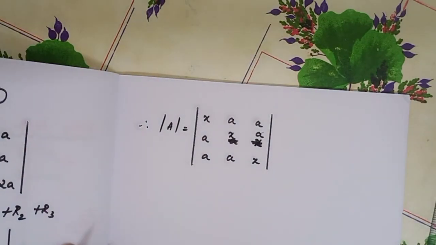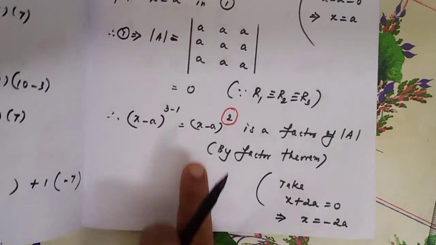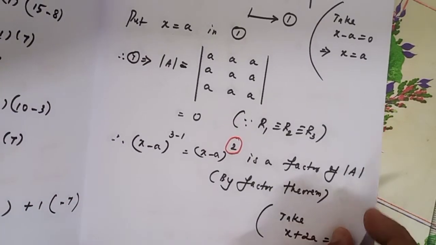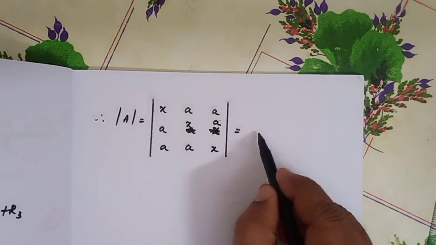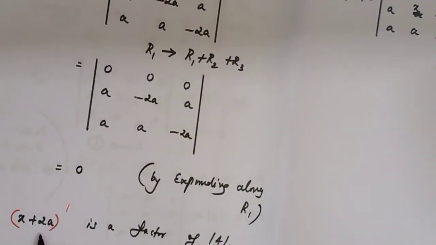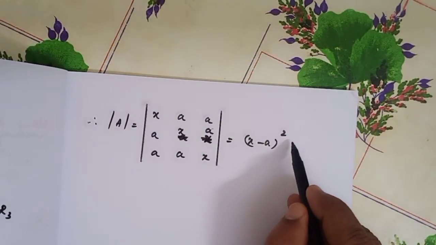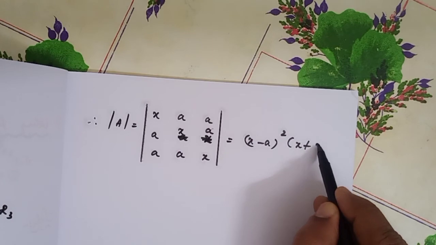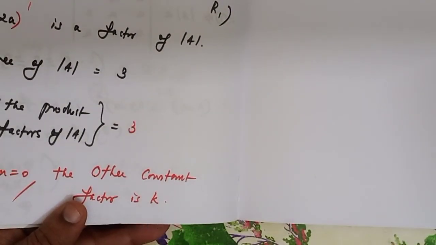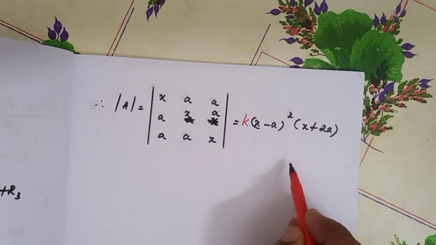Listen carefully. First we got the factor, that is x minus a the whole square. Next we got x plus 2a. Finally we got the constant factor, k. Let it be number 2.